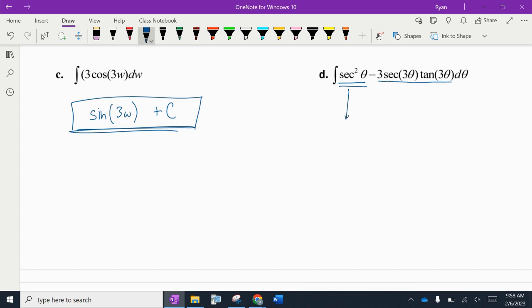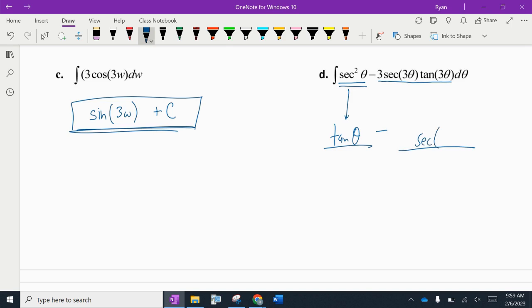All right, so to check, the derivative of what is secant squared? The derivative of what is secant squared? Tangent. Theta, theta, d theta. That's all good. Minus the derivative of what is secant tangent? The derivative of what is secant tangent?